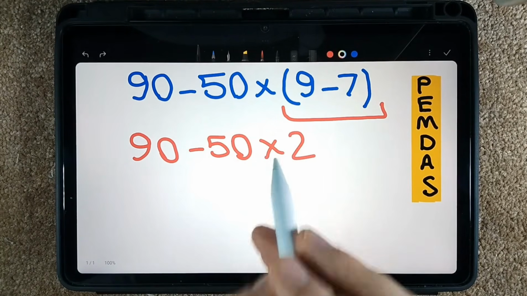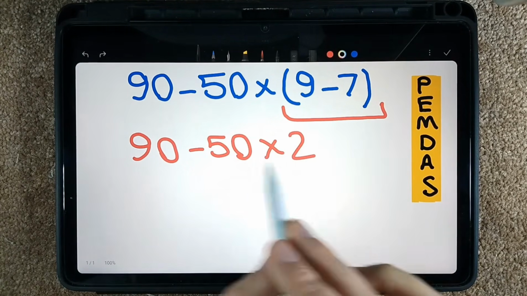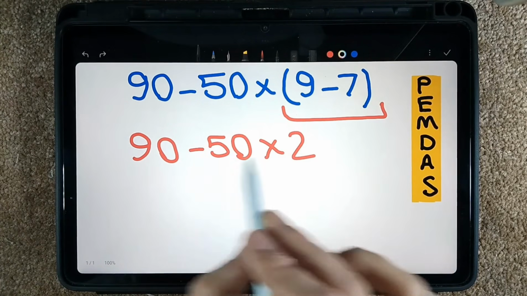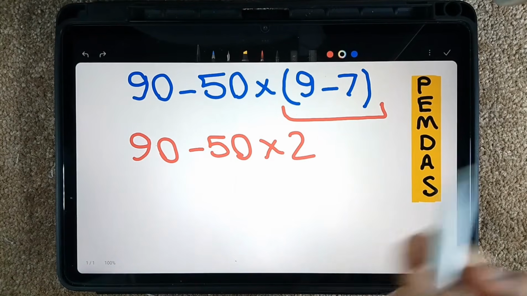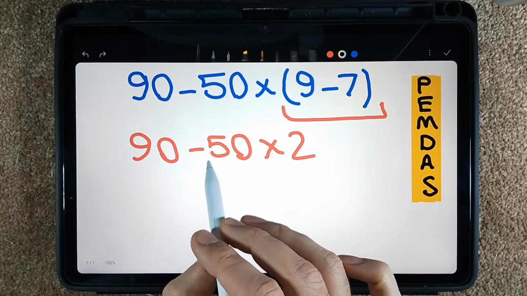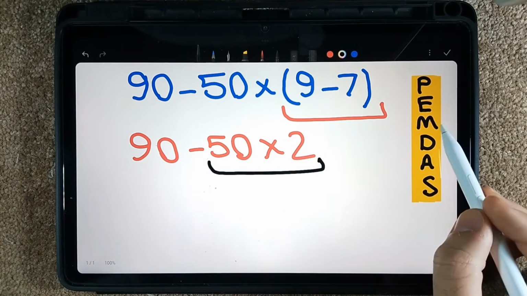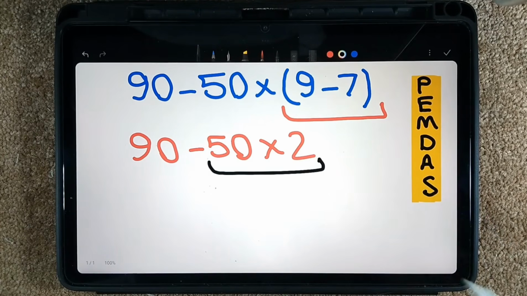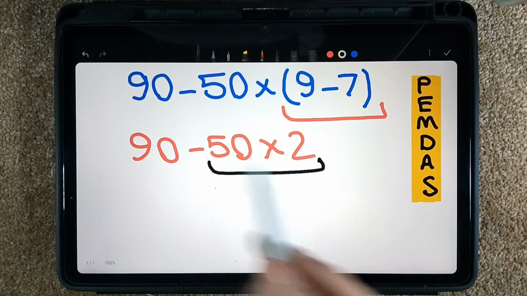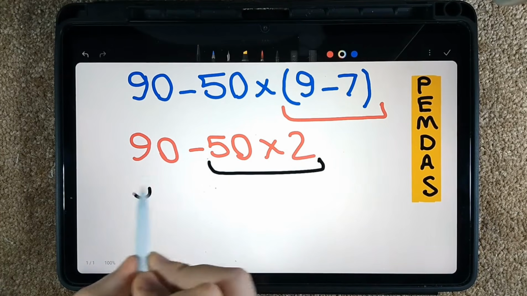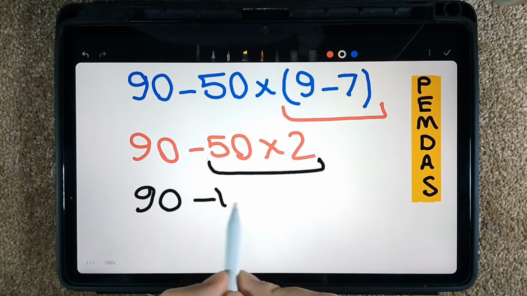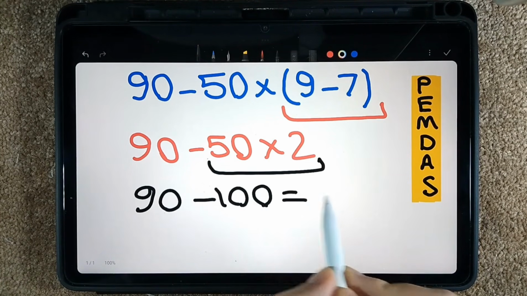Okay, as you can see on the screen, in this expression, first we have a subtraction sign, then a multiplication sign. According to the PEMDAS rule, first we perform the multiplication between 50 and 2 because multiplication has a higher priority than subtraction. So, instead of this expression, we can write 90 minus 100, which finally gives us the answer negative 10.